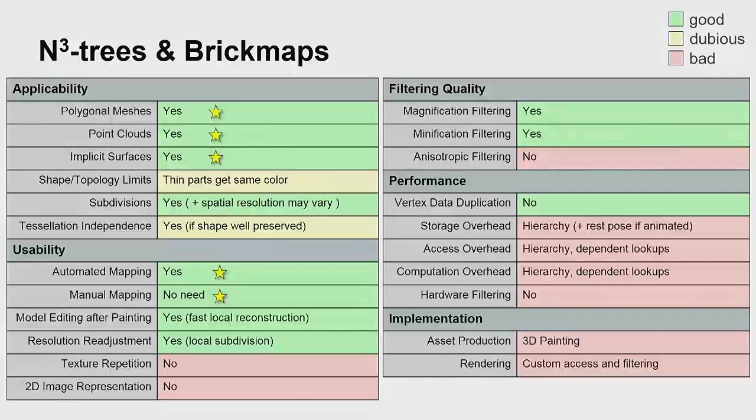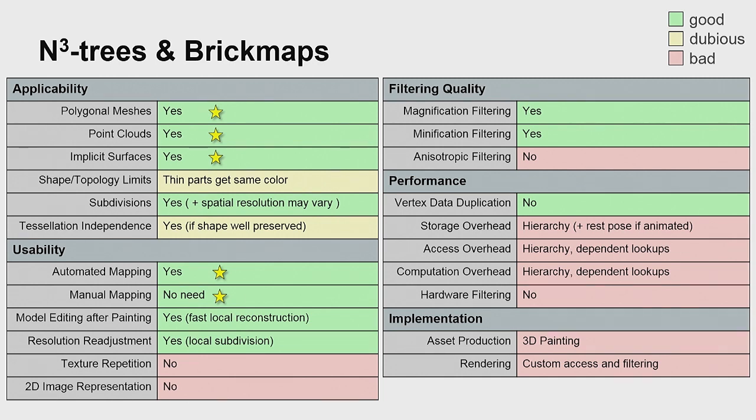So if you look at these n-cube trees and brick maps, what are the advantages? Well, we can handle polygonal meshes because there are some surfaces in 3D. But now we can really efficiently handle point clouds, and we can even have texture filtering with point clouds, yes. Because these representations are oblivious to how the surface is defined. As long as there is something in space, we can represent color on them. And implicit surfaces are perfectly fine. If you're using implicit surfaces, volumetric representations are actually great for that.